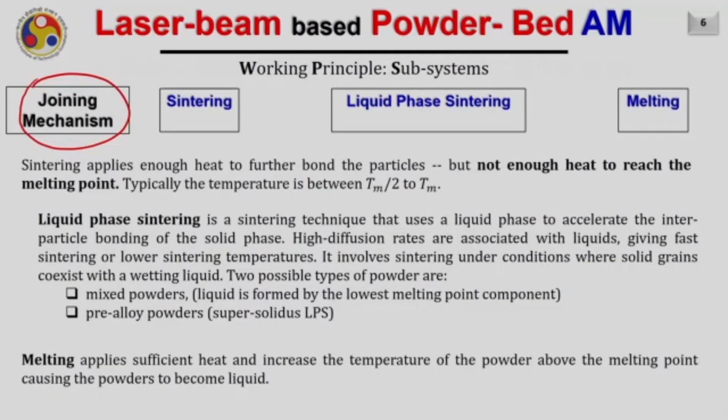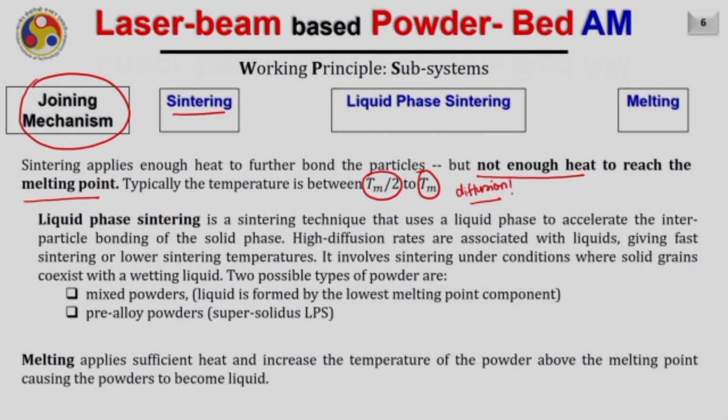So, the first very common method is sintering. In the case of sintering, one applies enough heat to bond the particles, but the heat should not be enough to reach the melting point of the particles. Typically, the temperature is between half of the melting temperature and the melting temperature, because in this temperature range various physical and chemical reactions occur, and the most important is diffusion, which occurs in this particular temperature range for most materials.